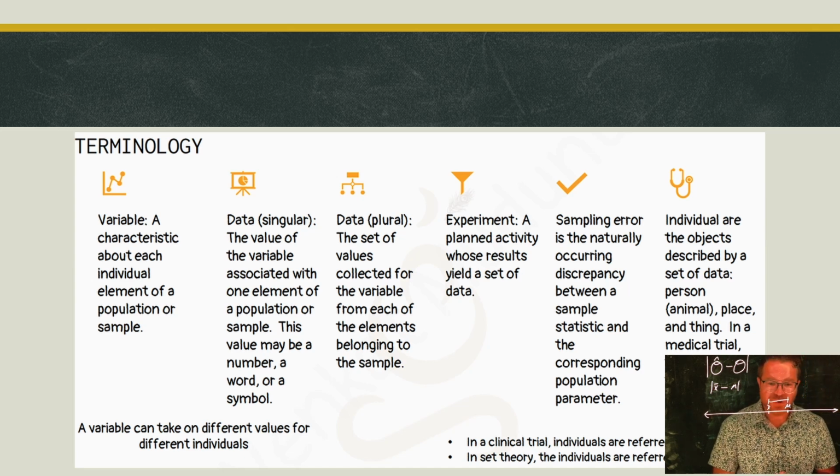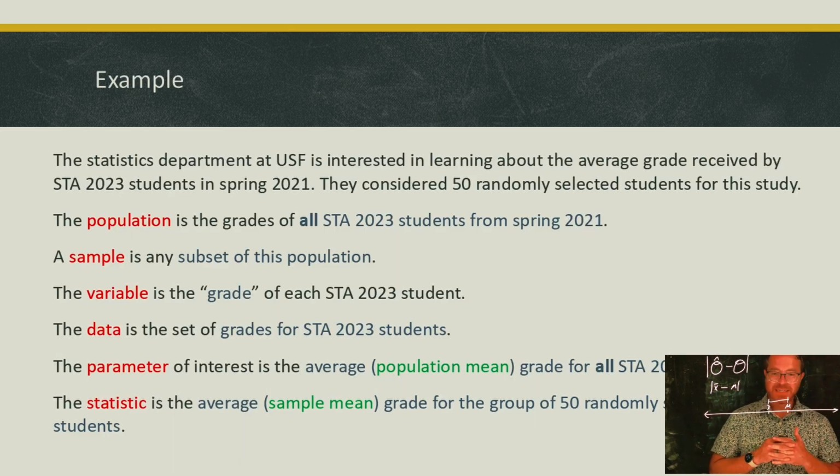Also in clinical trials, individuals are oftentimes referred to as subjects. Okay, so now let's do an example. The statistics department at USF is interested in learning about the average grade received by STA 2023 students in spring 2021. They considered 50 randomly selected students for this study.